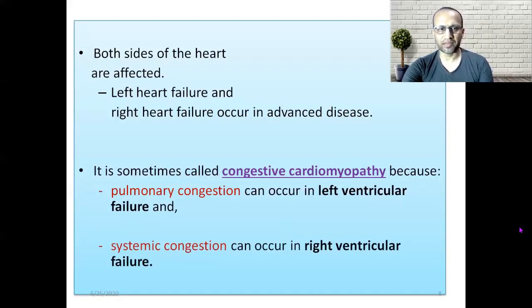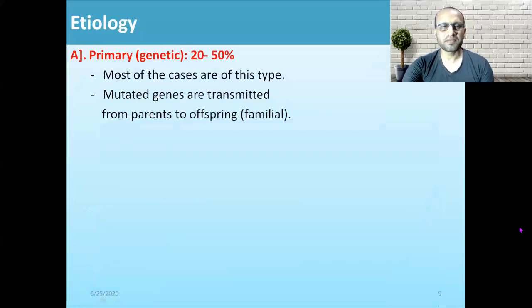In left ventricular failure, blood from lungs cannot drain into the left atrium, so congestion of blood occurs in the lungs. In right ventricular failure, blood from inferior vena cava and superior vena cava cannot drain into the right atrium, so there is congestion of blood in the systemic veins. On the basis of etiology, dilated cardiomyopathy is of three types: primary, secondary, and idiopathic.